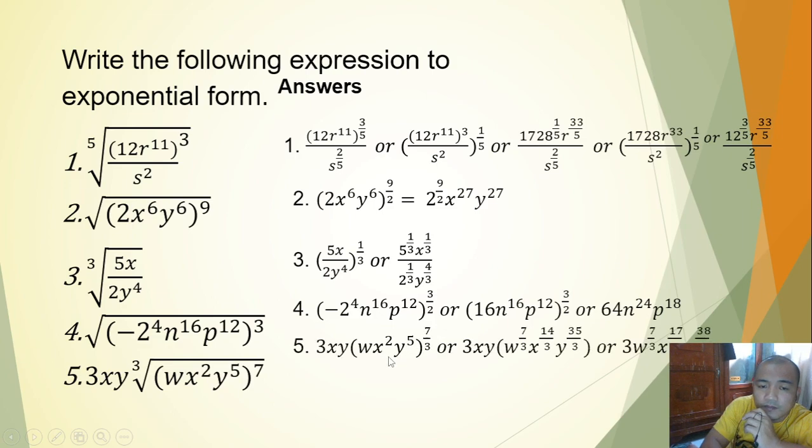And last number, 3xy times the quantity w x squared y to the fifth raised to 7/3, or 3xy times the quantity y raised to 7/3 x raised to 14/3 y raised to 35/3.